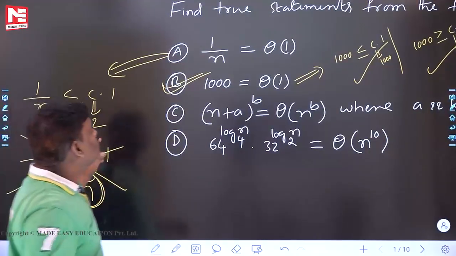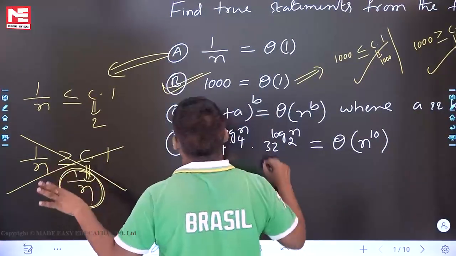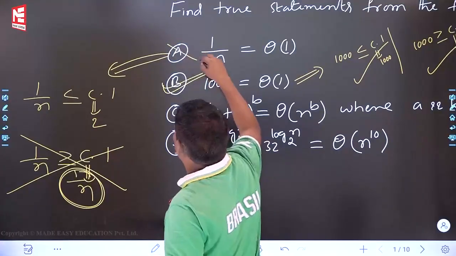So, everyone knows this one. Option A, big O possible. Omega fail. So, theta fail. Please be careful.